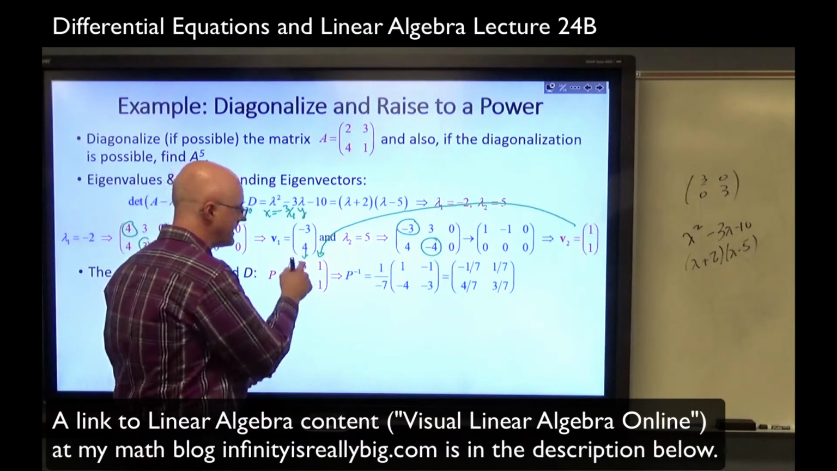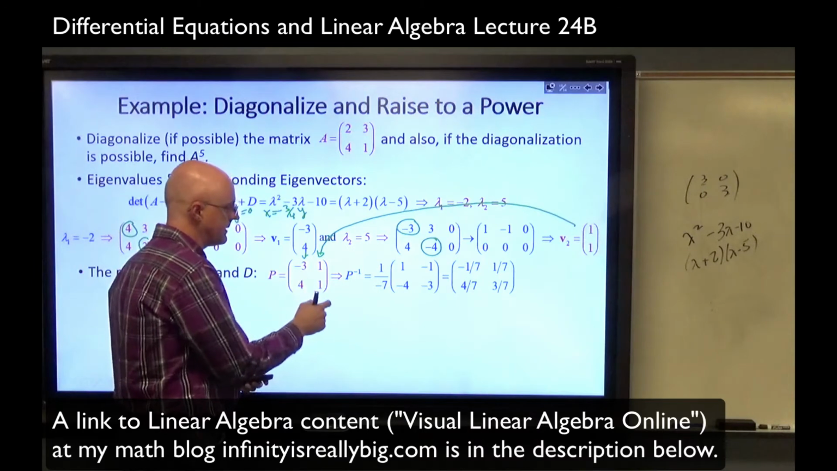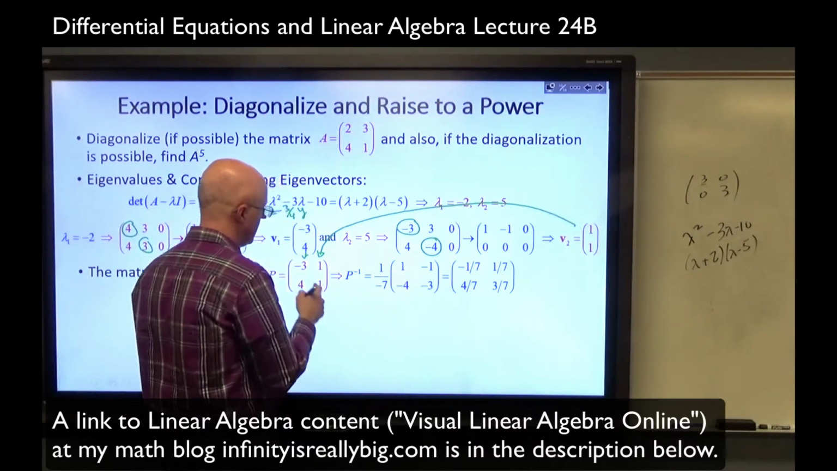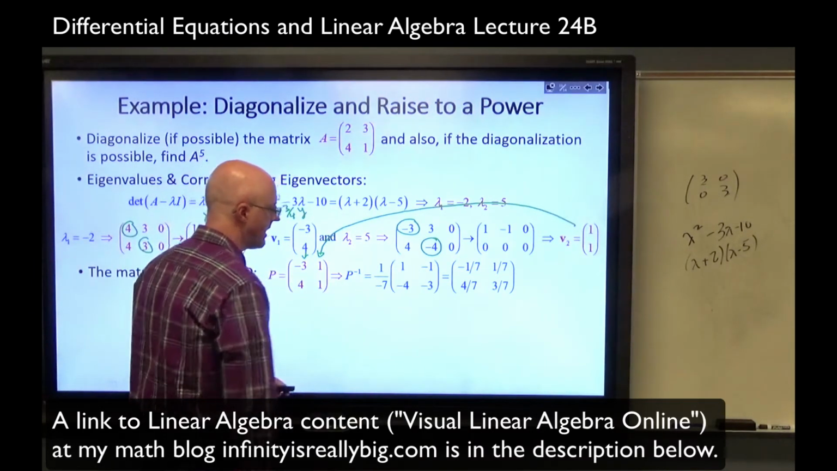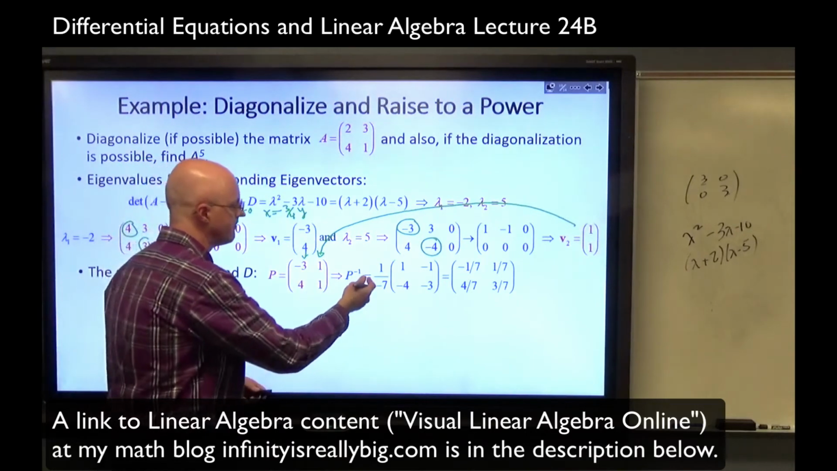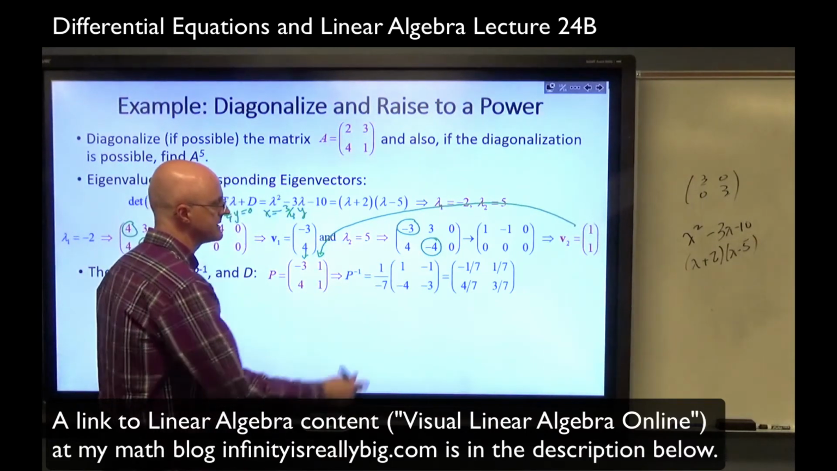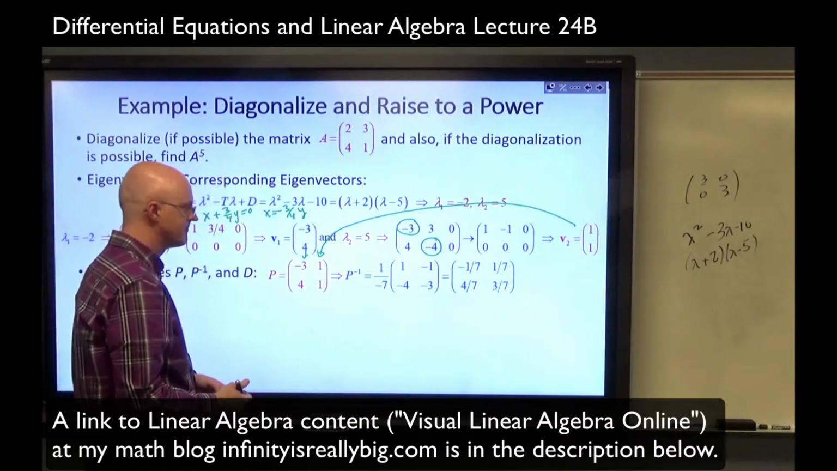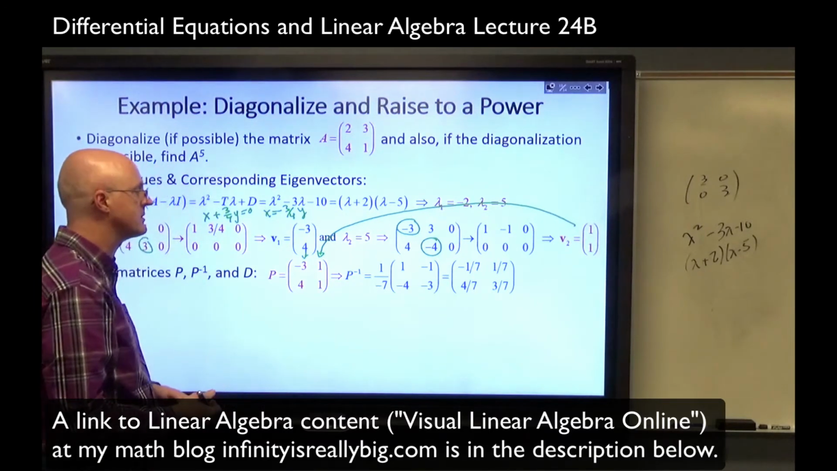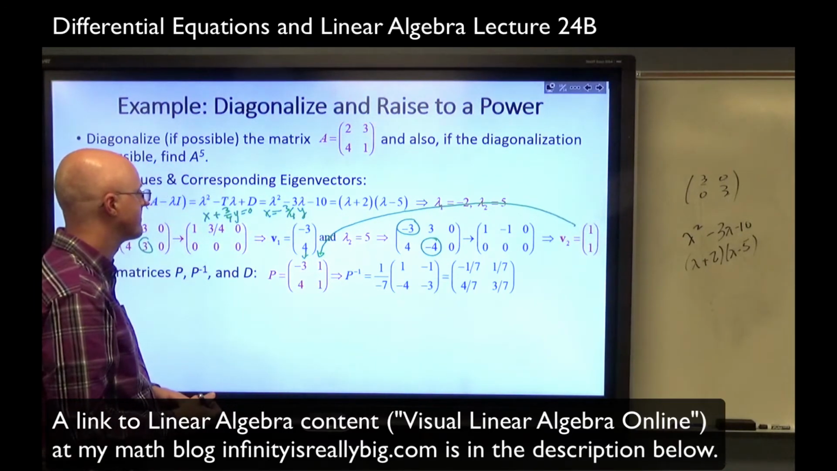Then you swap the numbers on the main diagonal, the negative 3 and 1 swap places, and you put negative signs in front of the numbers on the off diagonal. Simplify a bit, multiply negative 1/7 through, you get this matrix for P inverse. You may want to check that P times P inverse is the identity matrix.